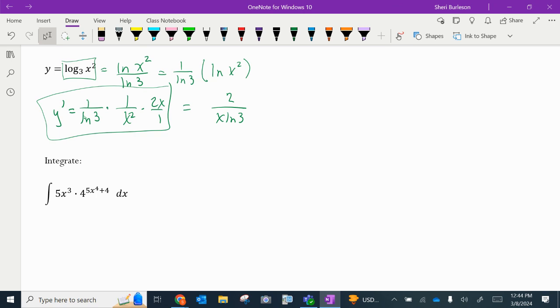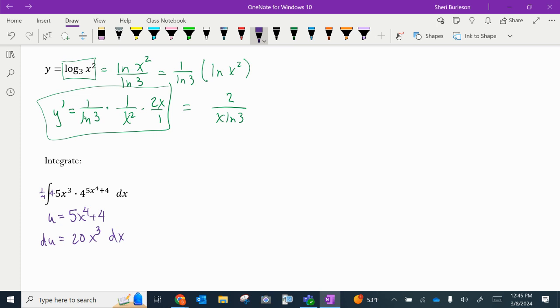And this one is going to be a u substitution. So I'm going to let u equal 5x to the fourth plus 4. So du is 20x cubed dx, correct? How many of you did the times 4 times 1/4 to get the 20x cubed? Oops, I left my cube. x cubed. There we go.